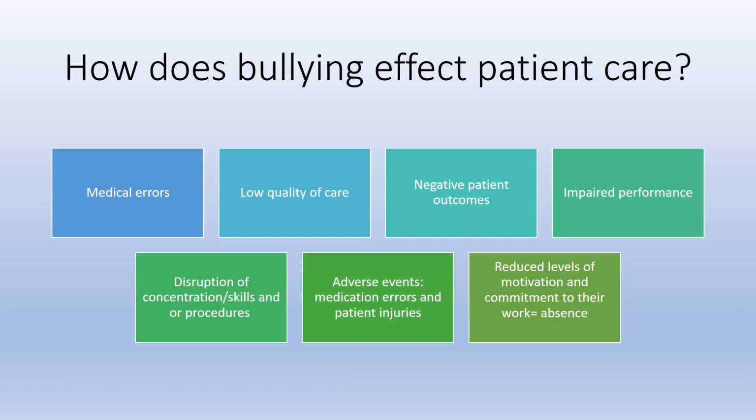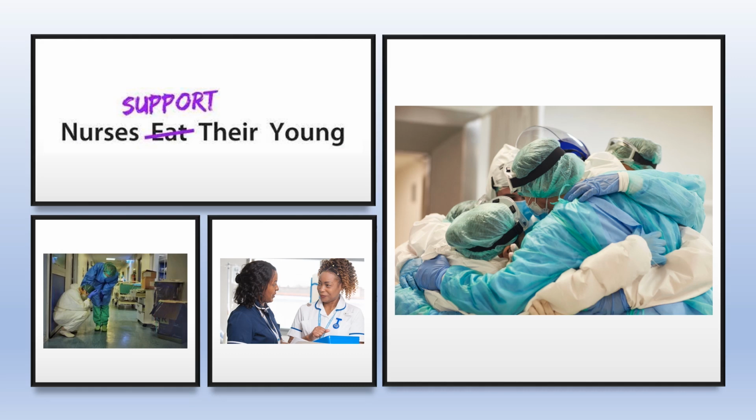How does bullying affect patient care? Several ways, to name a few: increased medical errors, decreased quality of care, negative patient outcomes, impaired performance, disruption of concentration in procedures. The bullied staff are more frequently involved in adverse events for our patients, such as medication errors, falls. And there is a clear reduced level of motivation and commitment to the nurses' work, which shows an increased amount of absence.